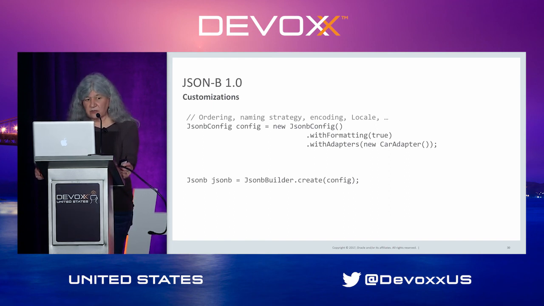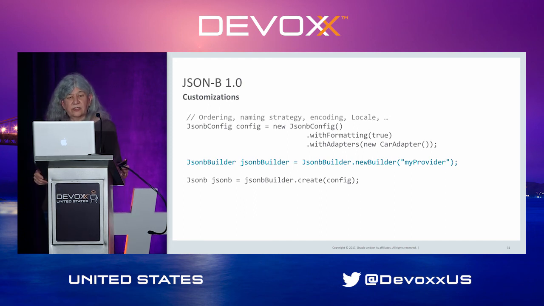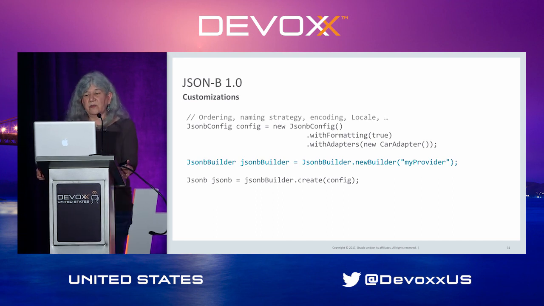There's something else you can do with this API. Namely, in creating the JSONB builder, you can specify the provider that you want used. So if we don't want to use the default provider of our implementation, we can simply specify the provider that we want. And since there are a number of open source JSON binding implementations, this is quite relevant, I think.